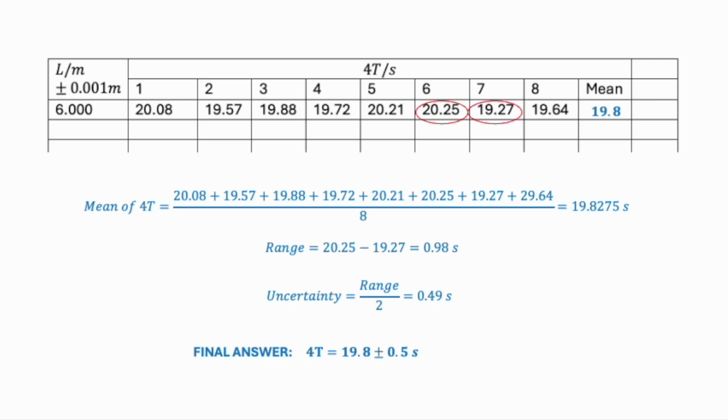So my final answer for what 4t is, is that I'm estimating it's 19.8 because that was the mean of my measurements, but I'm saying I'm confident it's within plus or minus 0.5 seconds of that 19.8. So in other words, it's somewhere between 19.3 seconds and 20.3 seconds is my estimate of what 4t is.